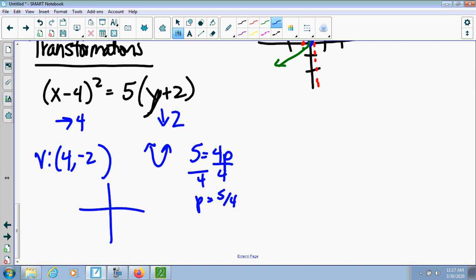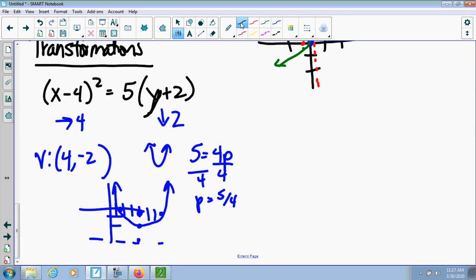So we'll put our vertex at 4, negative 2. We'll go up 5/4 for our focus, down 5/4 for our directrix, and then our focal diameter is going to be 5. So 2.5 this way, and 2.5 this way. There you go. The only thing different with that is first you have to figure out where your vertex is. But after that, once you know what the p-value is, it's easy. P above, P below, 4P across. Unless it's upside down. All right?